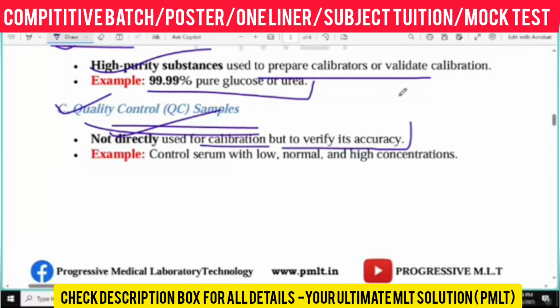The first one is the calibrator, the second one is the sample, meaning the quality control sample, and the third one is the standard, right? These three quality control and calibration materials are used for calibration.